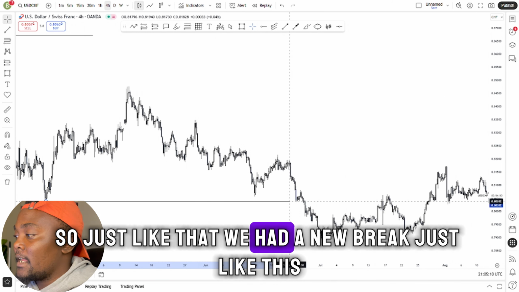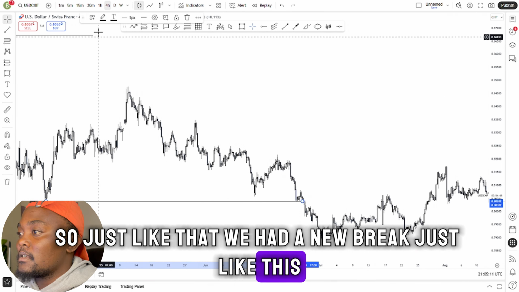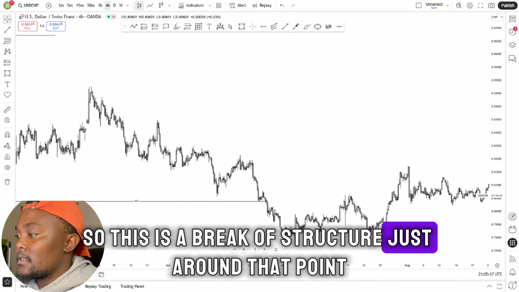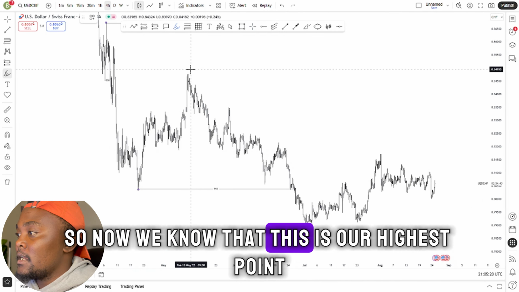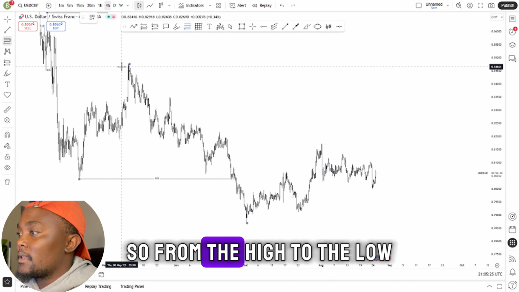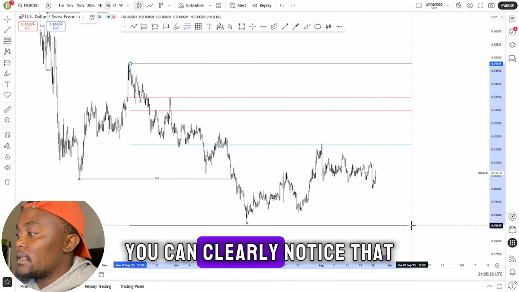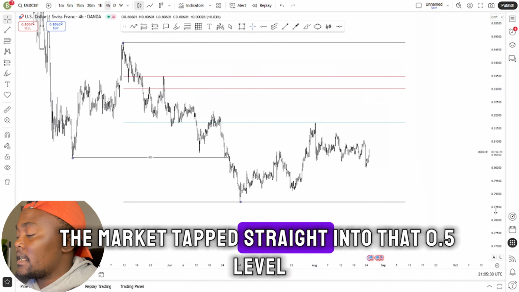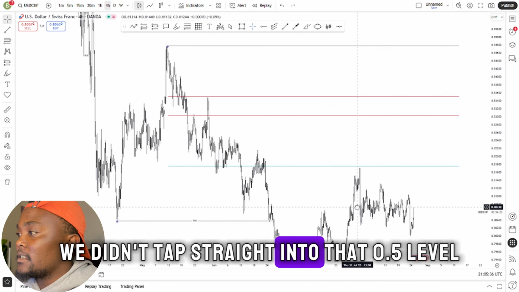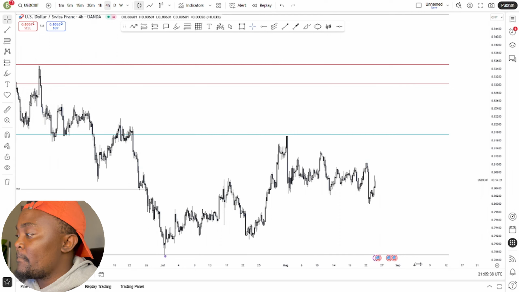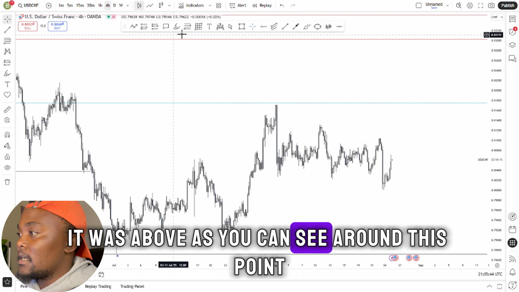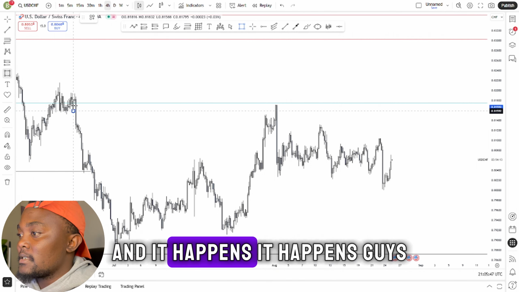So just like that, we had a new break, just like this. Oh, sorry about that. So this is a break of structure just around that point. So now we know that this is our highest point and then this is our lowest point right there. So from the high to the low, you can clearly notice that the market tapped straight into that 0.5 level. I'm not sure. Okay, we didn't tap straight into that 0.5 level, as you can see right there. It was above, as you can see around this point. And it happens, guys, né?